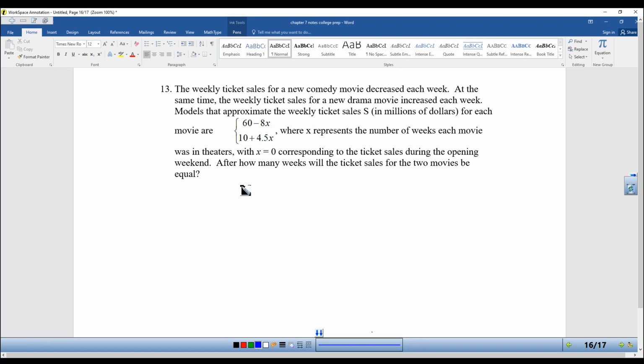So again, we want 60 minus 8x is equal to 10 plus 4.5x. So even though this is in this section, which was otherwise pretty challenging in the first half, these are very, very straightforward. 50 is equal to 12.5x. 50 divided by 12.5 comes out to be 4. So after how many weeks? After 4 weeks.